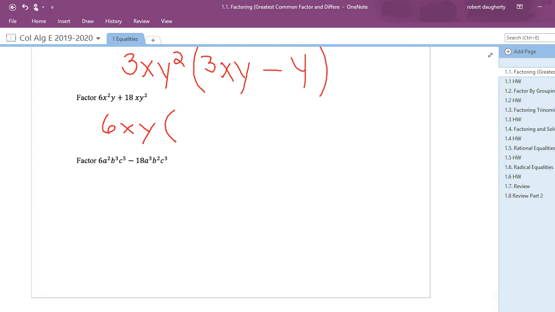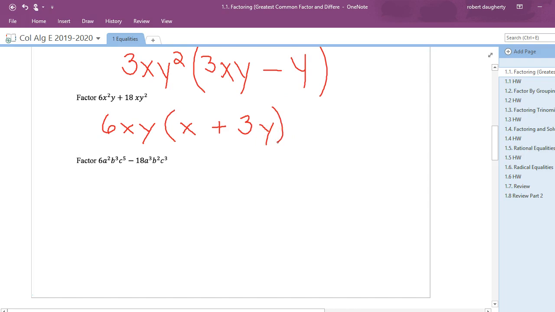Now I'm just going to backtrack. What do I multiply 6 by to get 6? That's a 1. What do I multiply x by so that I get x squared? X. What do I multiply y by so that I get y? That's 1, okay? Bring the plus down. What do I multiply 6 by so that I get 18? 3. What do I multiply x by so that I get x? That's 1. What do I multiply y by to get y squared? That's y, okay? So that is the greatest common factor.